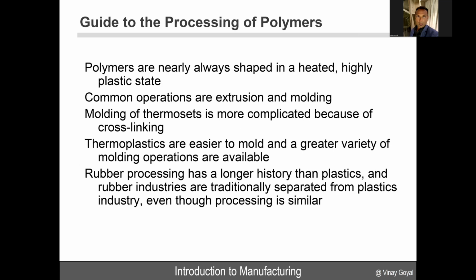So, what is a guide to the processing of polymers in general? Polymers are nearly always shaped in a heated, highly plastic state. Common operations are extrusion and molding. Molding of thermosets is more complicated because of the cross-linking process. So we talked about thermosets, very difficult to mold, but it is possible. Thermoplastics are easier to mold, and a greater variety of molding operations are available. Finally, rubber processing has a longer history than plastics, and the rubber industry is traditionally separated from the plastic industry, even though processing is similar.